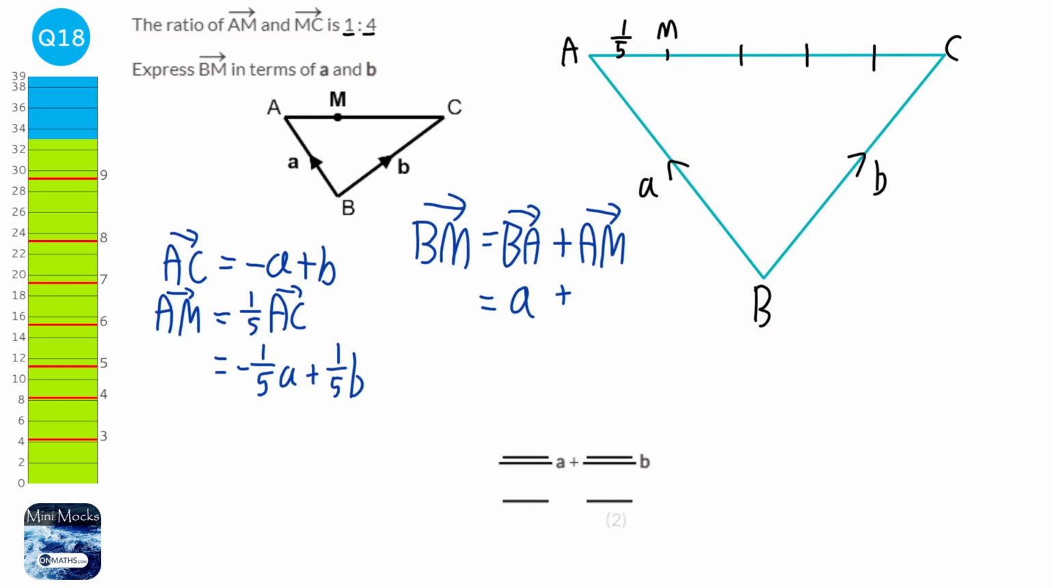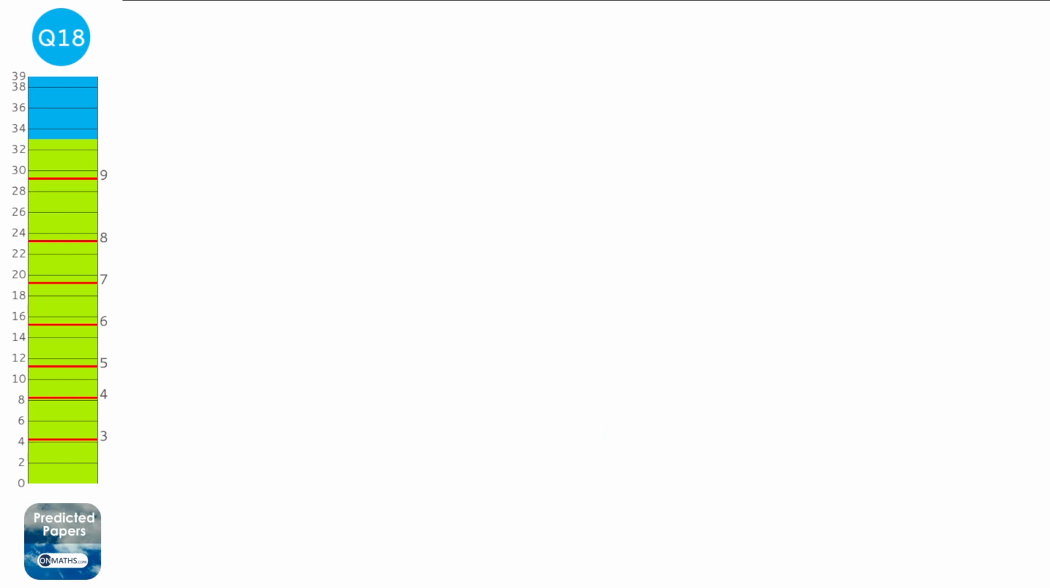And it should be minus, let's get rid of that, because we know it's going to be minus 1/5 a plus 1/5 b. And so a minus 1/5 a is going to be 4/5 a. And then we've got the 1/5 b. So it's going to be 4/5 a plus 1/5 b.